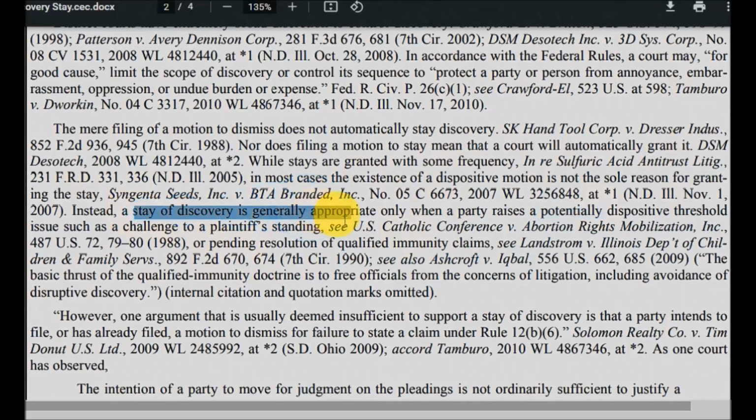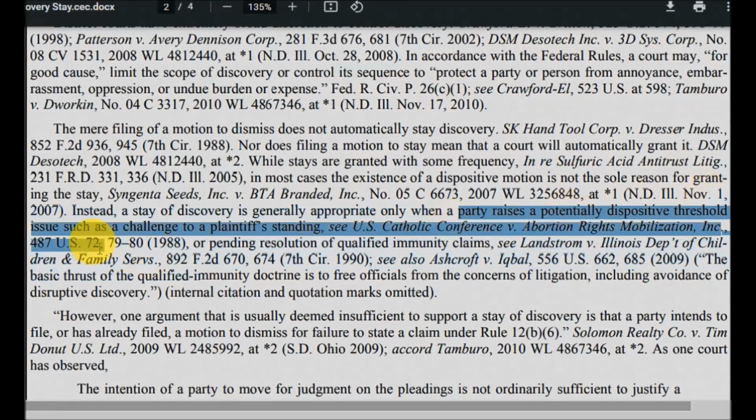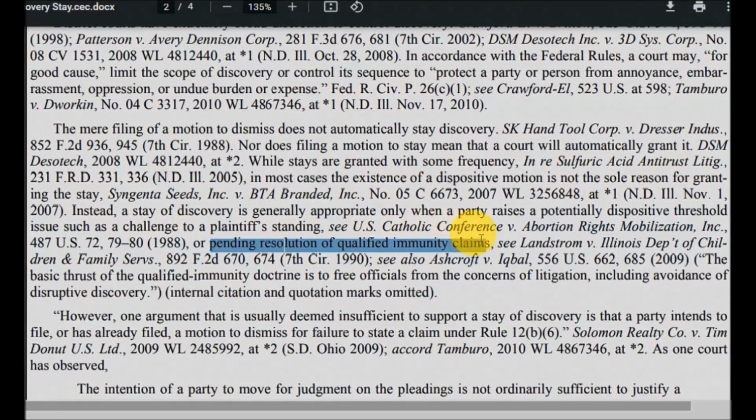They might not qualify for immunity, but so long as they raise it, they can use that to delay discovery. Instead, a stay of discovery is generally appropriate, a hold on discovery is generally appropriate, only when the party raises potentially dispositive threshold issues such as a challenge to a plaintiff's standing or pending resolution of qualified immunity claims.